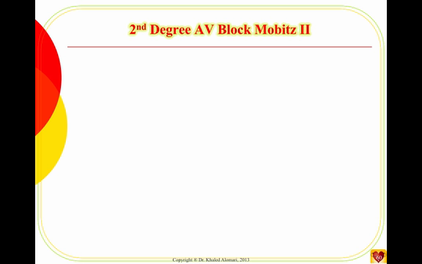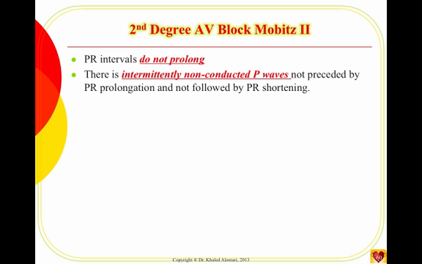Okay, let's talk about the second degree AV block type 2. Now we covered type 1. We said in type 1 there's only one P that's being blocked. So if you look at a cycle of 4 beats, 3 P's will be followed by a QRS and then 1 will be blocked. The major difference between type 2 and type 1 of the second degree is that in type 2 there are multiple P waves that are being blocked, not only one. So the PR usually does not prolong, but there are intermittent non-conducted P waves, where the P doesn't cause a QRS.